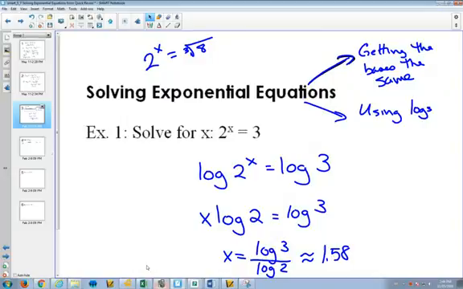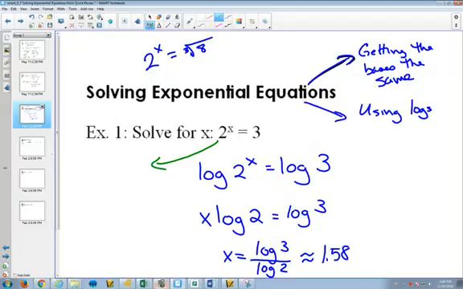Now this is the most basic one. But again, the strategy that we're going to use when we use logs is we're going to take the log of both sides and then use all of our log laws to try to get x by itself. There is a shortcut for this one. And the shortcut only works well if you have one of the newer calculators. But the shortcut is this.